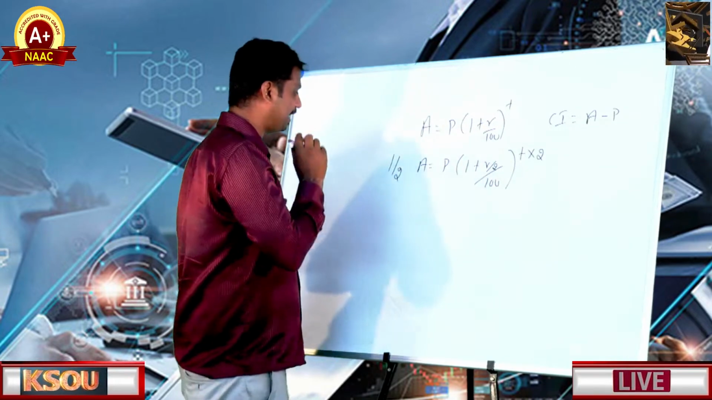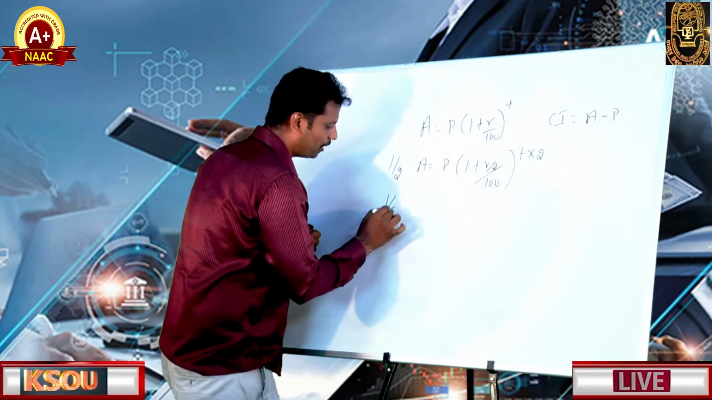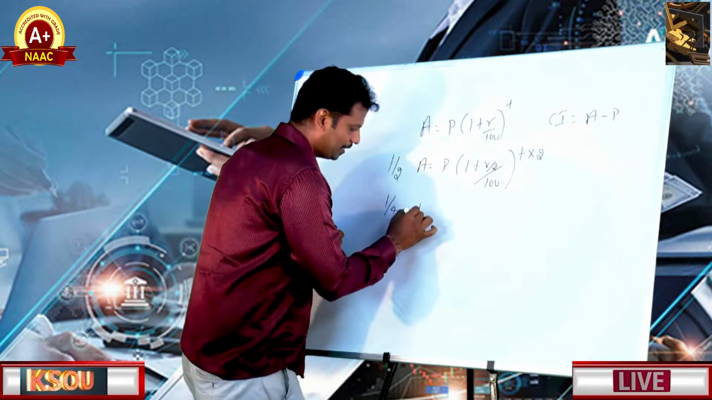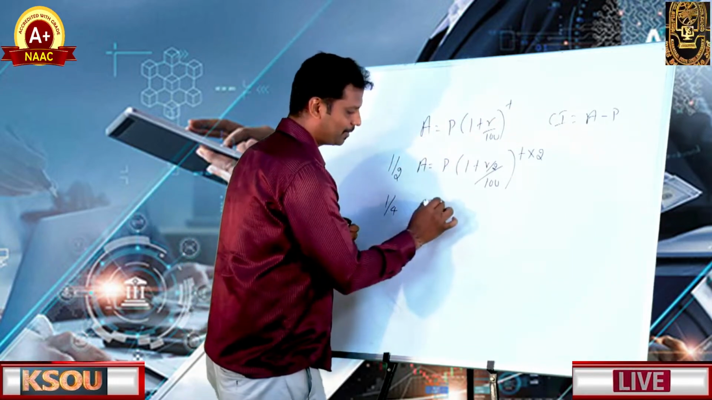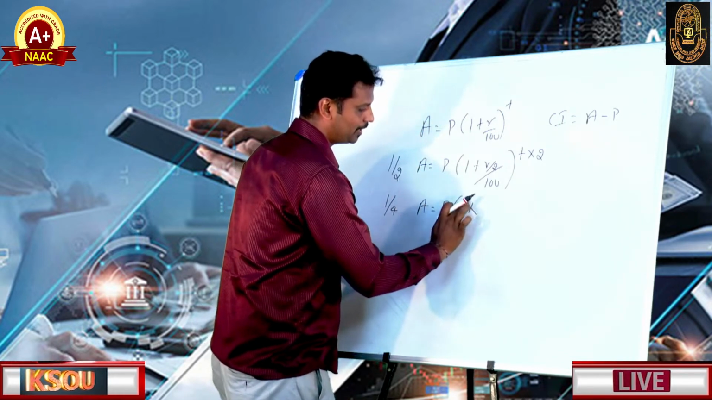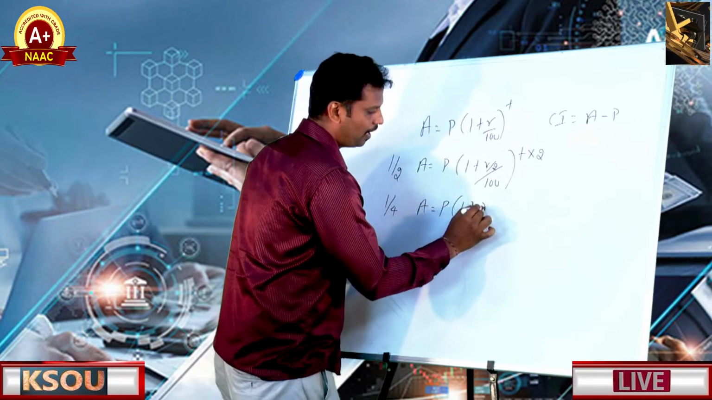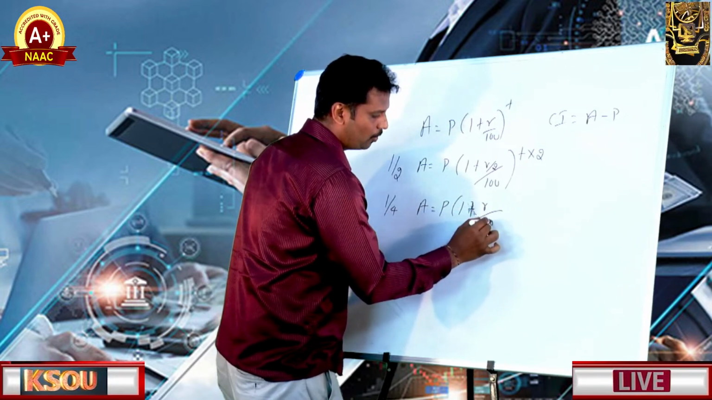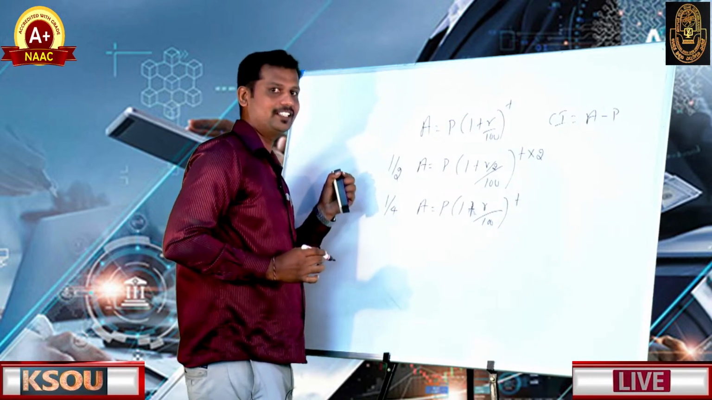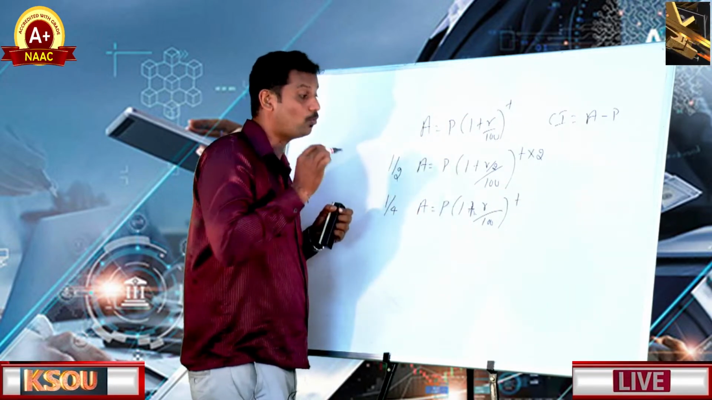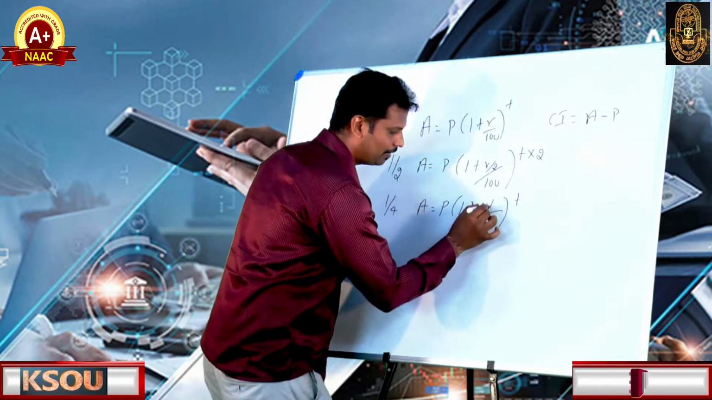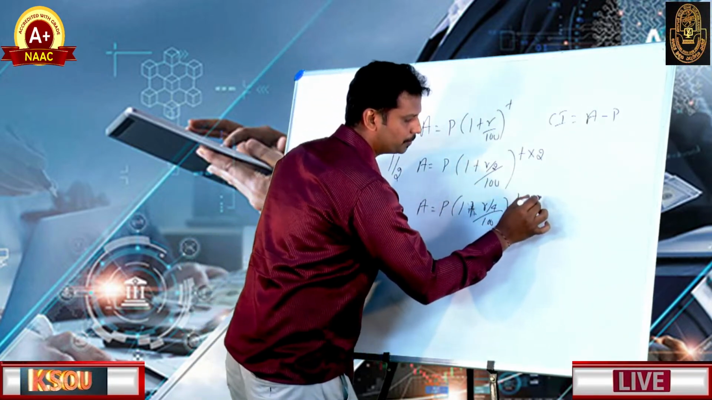In case the compound interest is calculated quarterly, that means once every 3 months, what is the formula? A equals P into (1 plus R divided by 100) to the power of T. Now we calculate the compound interest every 3 months. What is the number of quarters? 4 quarters. Very simple: R divided by 4, T into 4.